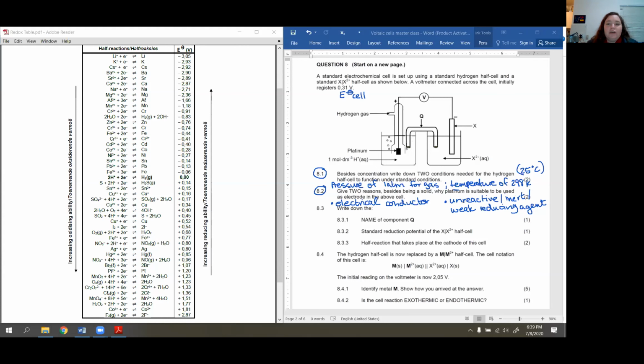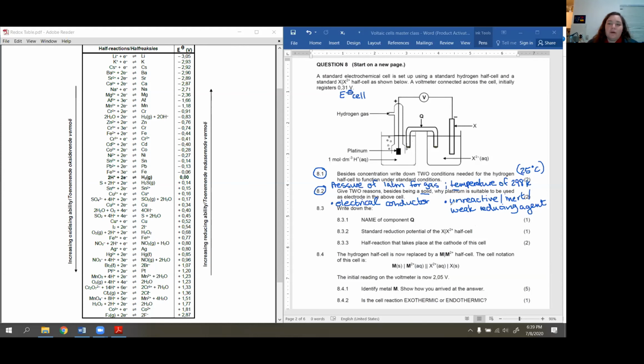Then for 8.2, give 2 reasons besides being a solid why platinum is suitable to be used as an electrode in the above reaction. First of all, it is an electrical conductor. If you said it can conduct electricity or it allows charge to move through it, you get the mark for electrical conductor. The second thing that you need to indicate is that it's not going to react with anything that's in the solution. So if you wrote unreactive, you'd get the mark. If you said that it is inert, you get the mark. If you wrote it does not react with anything, you get the mark.